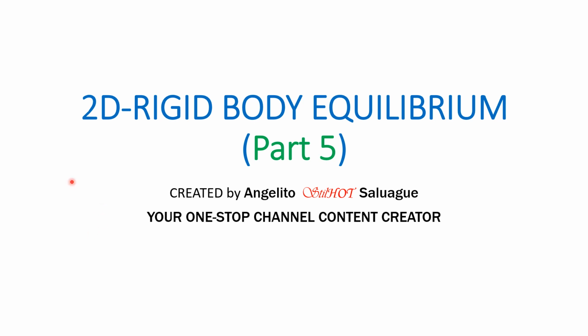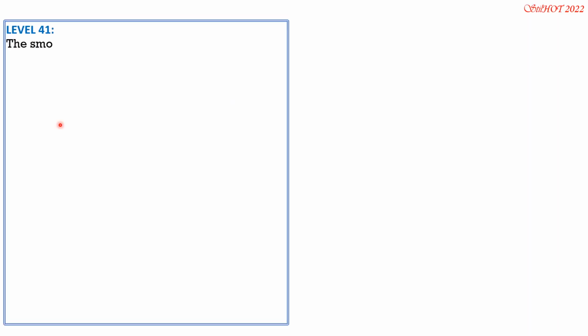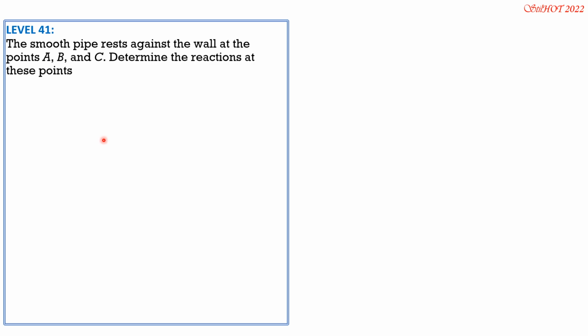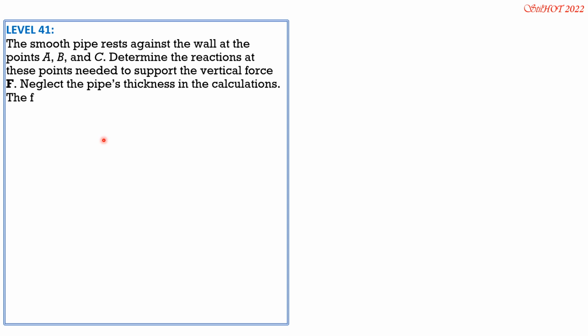So this is the last part of 2D rigid body equilibrium. The smooth pipe rests against the wall at the points A, B, and C. Determine the reactions at these points needed to support the vertical force F. Neglect the pipe's thickness in the calculations.